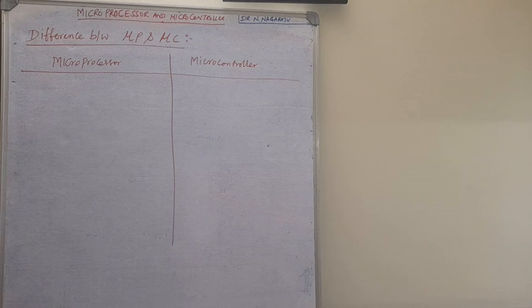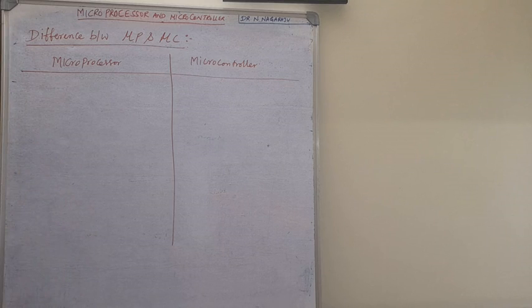So what does it do? It is a multi-purpose programmable device. It reads the instructions from any storage device, either RAM, ROM or input devices, takes binary data as input, processes it according to those instructions, and provides the result as output. Now, what is the main difference between microprocessor and microcontroller?